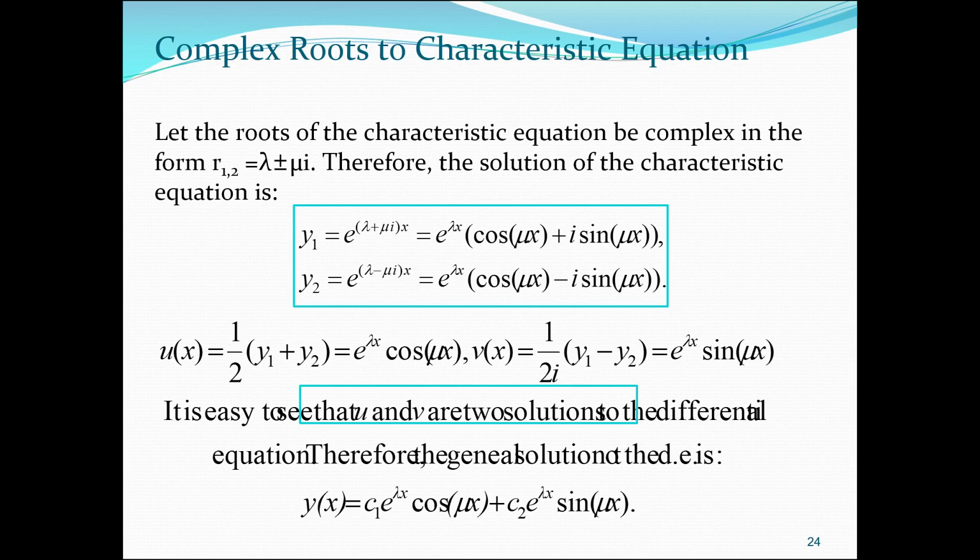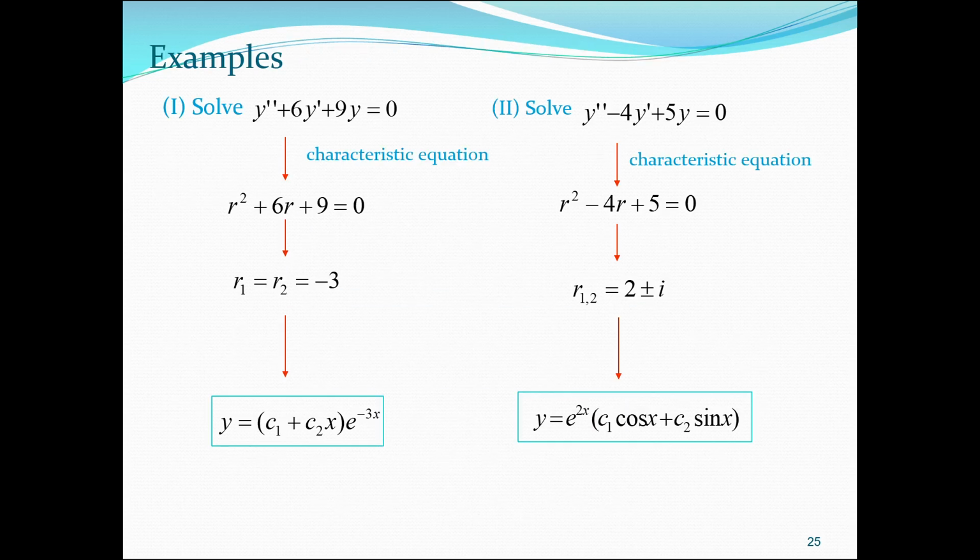Okay, the complex roots become y1 equal to e power lambda x into (cos mu x plus i sin mu x), and y2 equal to e power lambda x into (cos mu x minus i sin mu x), because the roots are lambda plus or minus mu i. Okay, we get the two solutions. Therefore y of x equal to c1 into e power lambda x into cos mu x plus c2 into e power lambda x into sin mu x.